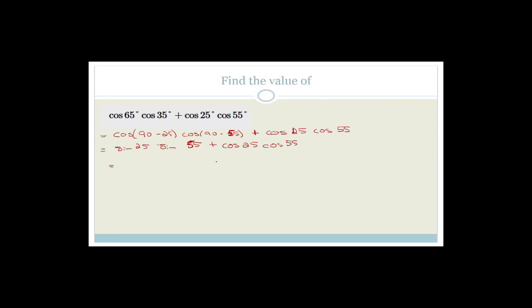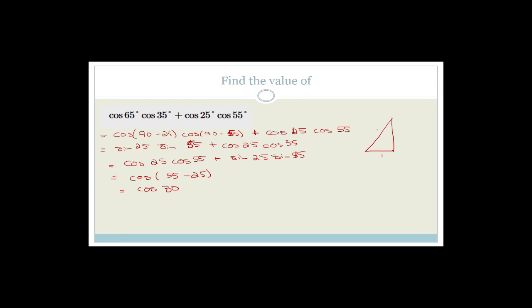So then, do you agree? We now have again cos, cos, sine, sine, and we change the sign. But remember that cos has to be in the front. So we can rewrite this as cos of 25, cos of 55, plus sine of 25, sine of 55, which then becomes cos of 55 minus 25, which then again is just going to be cos of 30, which is exactly the same as what we just had. And then you solve for it.